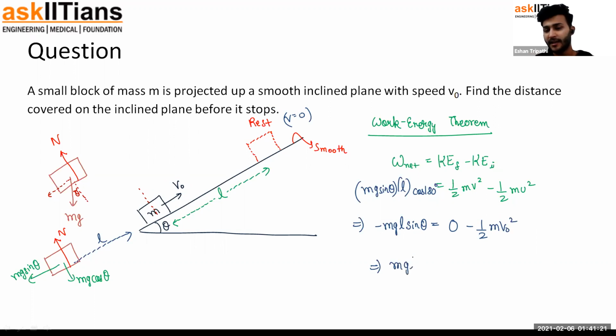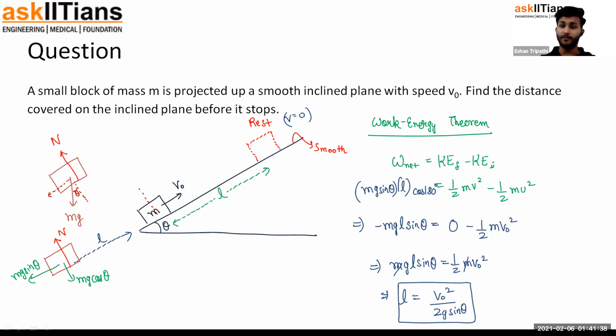That means mg L sin theta is equal to half m v naught square. m cancels m, and we get that L is equal to v naught square by 2g sin theta. And that's the final answer that we get. So the body is going to stop after moving on the inclined plane through a distance of v naught square by 2g sin theta. I hope that is clear to you.